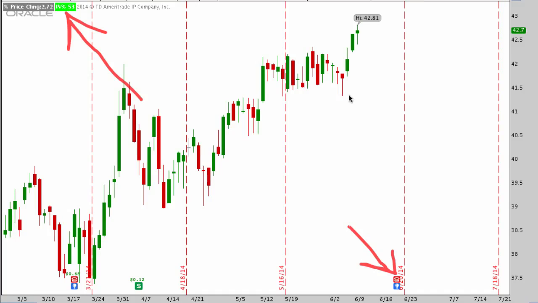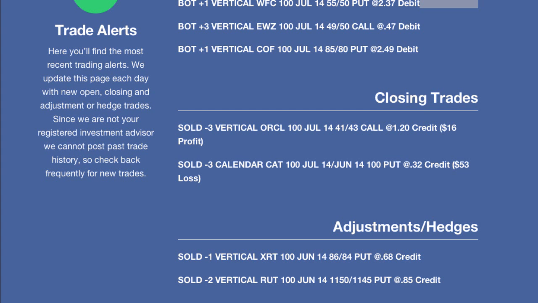So the stock did exactly what we thought it was going to do. It moved higher, implied volatility moved higher, basically did everything that we wanted short term. So at least at this point, we just got to take the trade off and take the profit and run with it. All right, so the next trade that we closed out today is a loser, and that is Caterpillar.